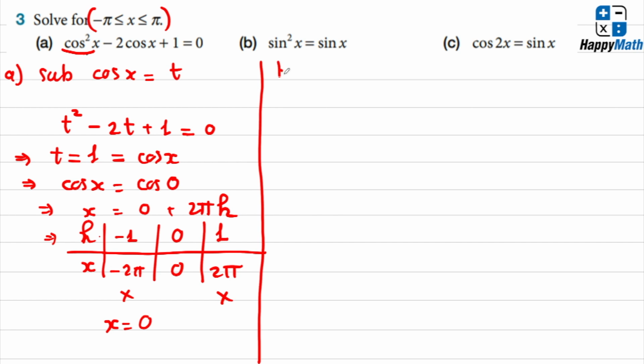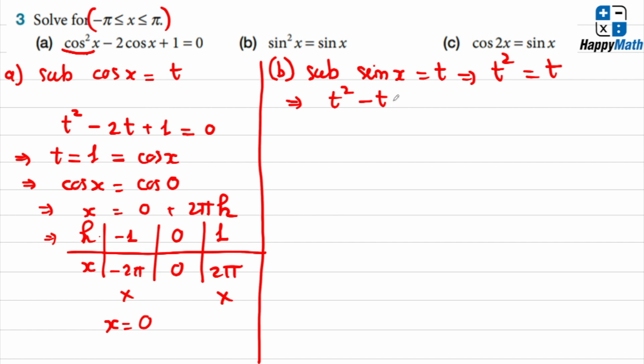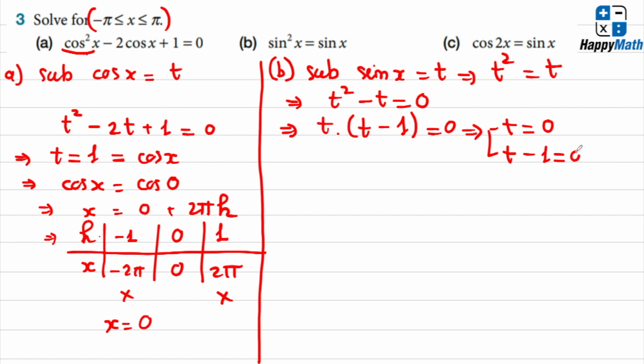About question B, once again I will use my substitution technique. You will get sine h equal to t in this case, and t square equal to t. Change t from right to left, this will come here. And then I will use the factorizing technique, t minus 1, and this is equal to 0. You got two factors. The first factor is t and the second factor is t minus 1. This means if you got this equation equal to 0, each of these factors has to be equal to 0 one by one. The first equation t equal to 0 and the second one t equal to 1.